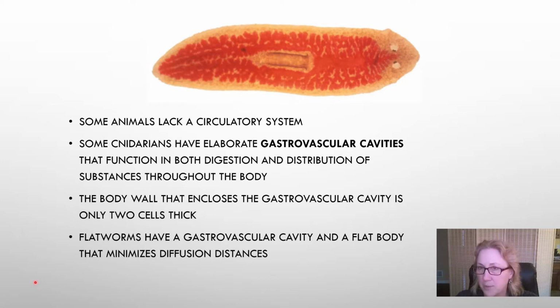So the reason that flatworms have to be flat and they can't be thick is because they don't have a circulatory system and they don't have gills, and all the cells in a flatworm's body are directly exchanging oxygen and carbon dioxide with the surrounding water.